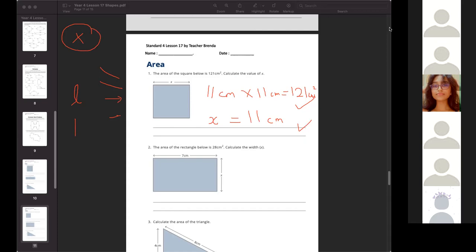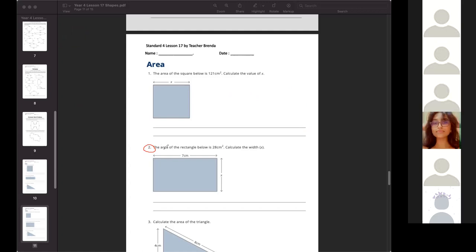Now, let's move on to question number 2. Oh, this is challenging question. This is also alan kebat, okay? Band 5 already, all this. Now, see, the area of the rectangle below is 28 centimeters squared. Calculate the width. Now, you try. Put in your chat now. I'm giving you to try. What could this be? X could be what?